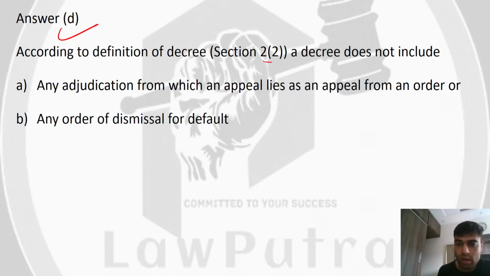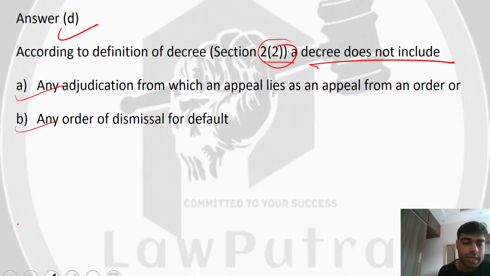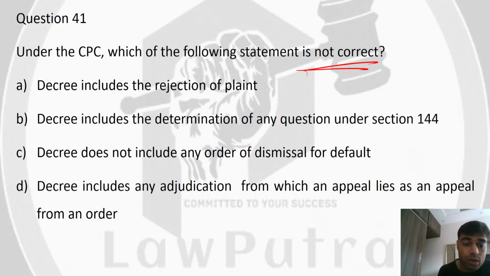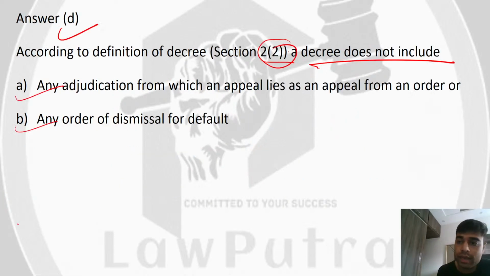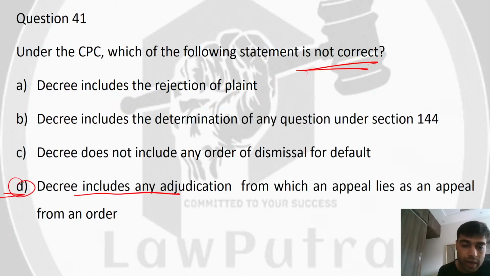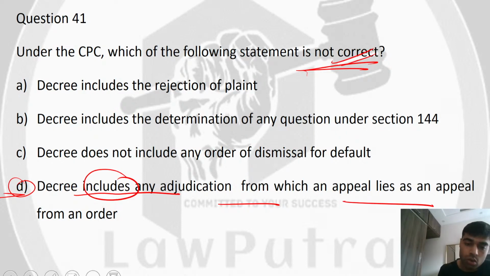Now, as defined in Section 2 Subsection 2, a decree does not include an adjudication from which an appeal lies as an appeal from an order, and an order of dismissal of suit. But here the option given says decree includes that. In option D, it directly says decree includes, but what Section 2 Subsection 2 says is a decree does not include an order of adjudication from which an appeal lies. Here it is written that it includes an order of adjudication from which an appeal lies. So the answer is the one which is not correct. This is not a part of decree, but the option says it is a part of decree. So again, the question was very simple, but just the wording of it was complicated.